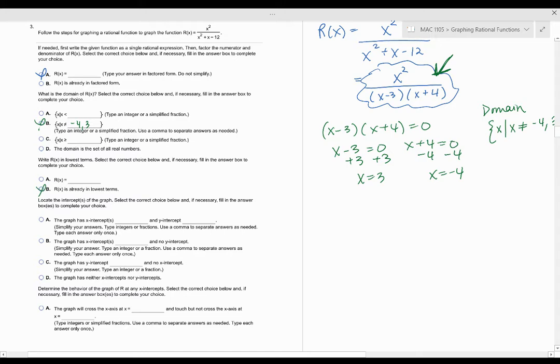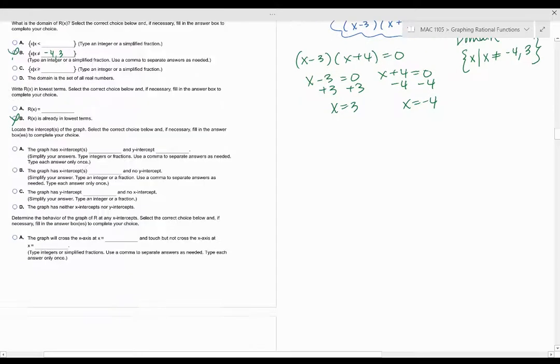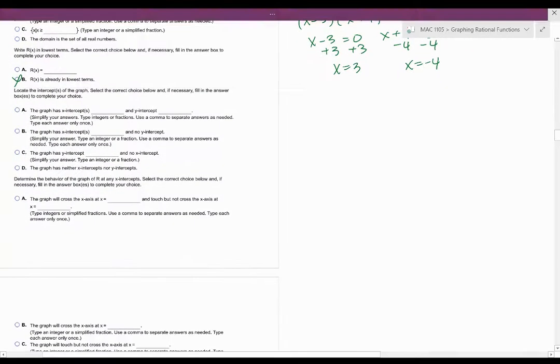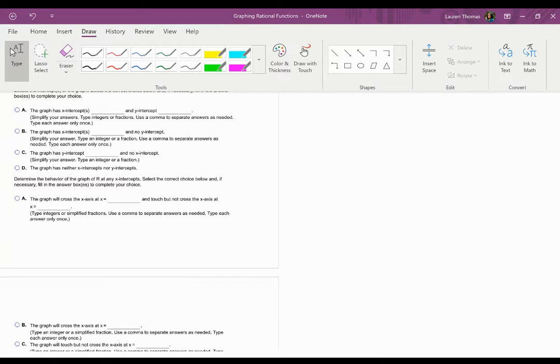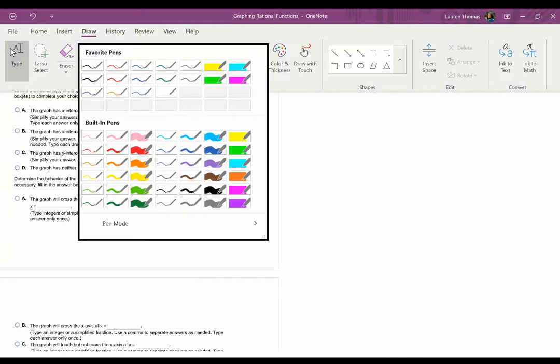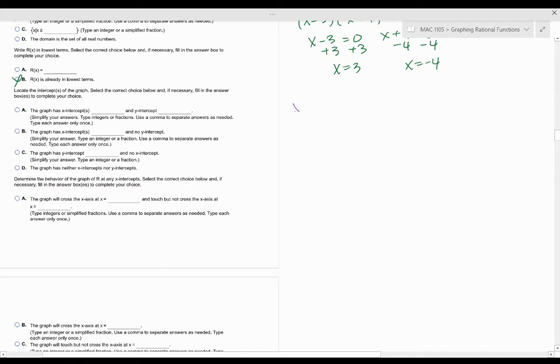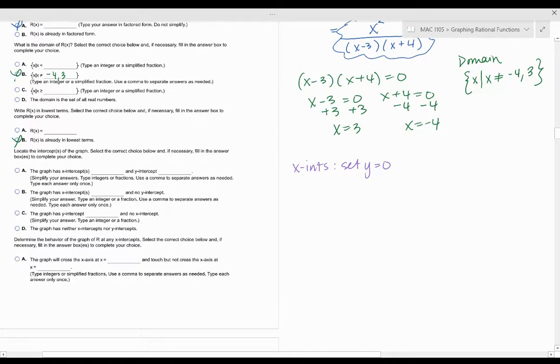Okay. All right, for the next part, they want us to locate the intercepts. Remember, you have two types of intercepts. You have x-intercepts and you have y-intercepts. So I'm going to find the x-intercepts first. Remember, to find x-intercepts, you set y equal to 0. All right, so with my function in its factored form, which we just found, I'm going to say 0 equals x squared over x minus 3 times x plus 4.